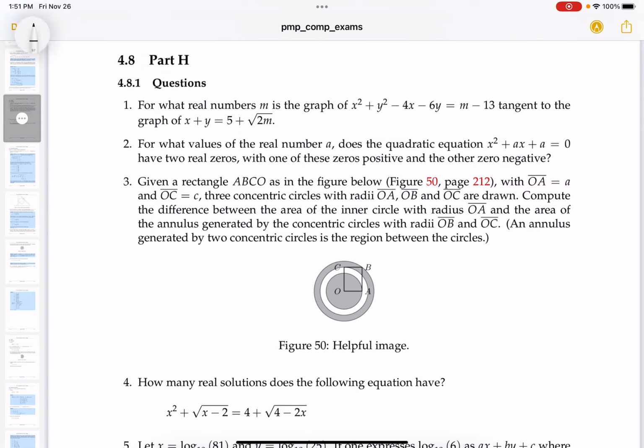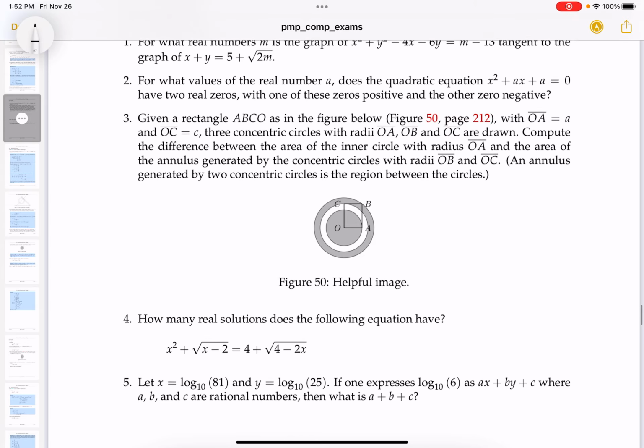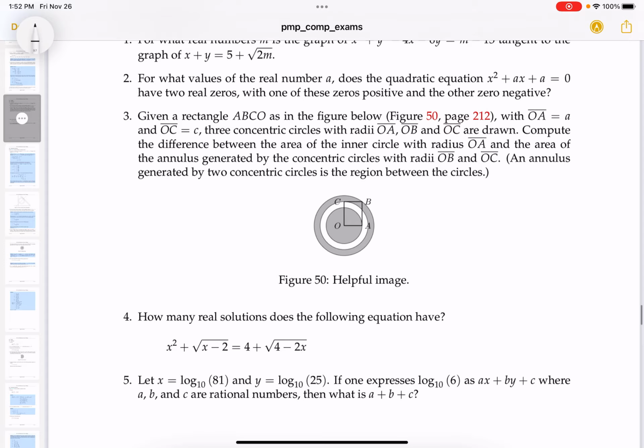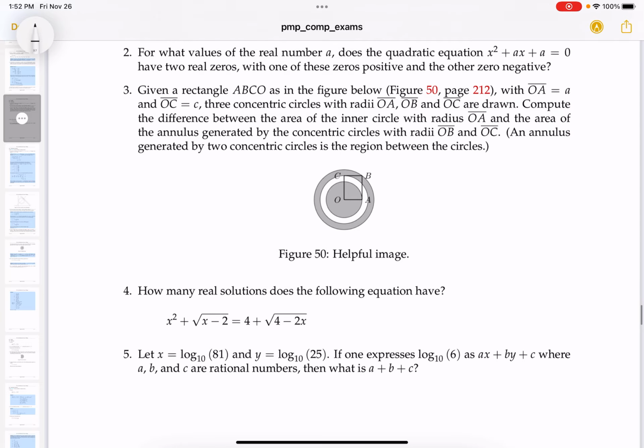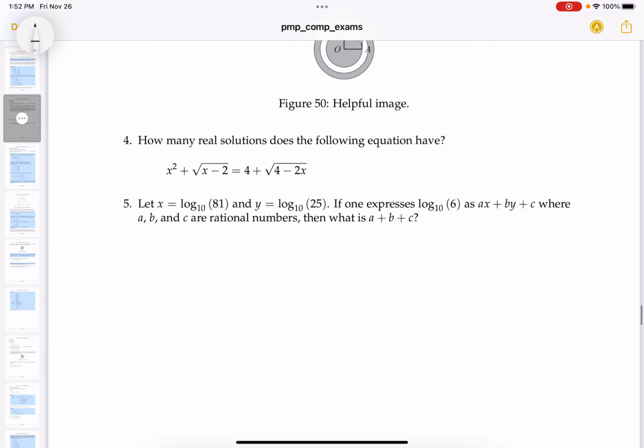Again, you're looking at questions here, trying to determine which one might be the easiest to do. 3 is a bit wordy. 1 is asking about tangent lines. 2 is a question about a quadratic equation. 3 is a root equation. And 5 is a log. I'm going to try to do 5 first, all right?